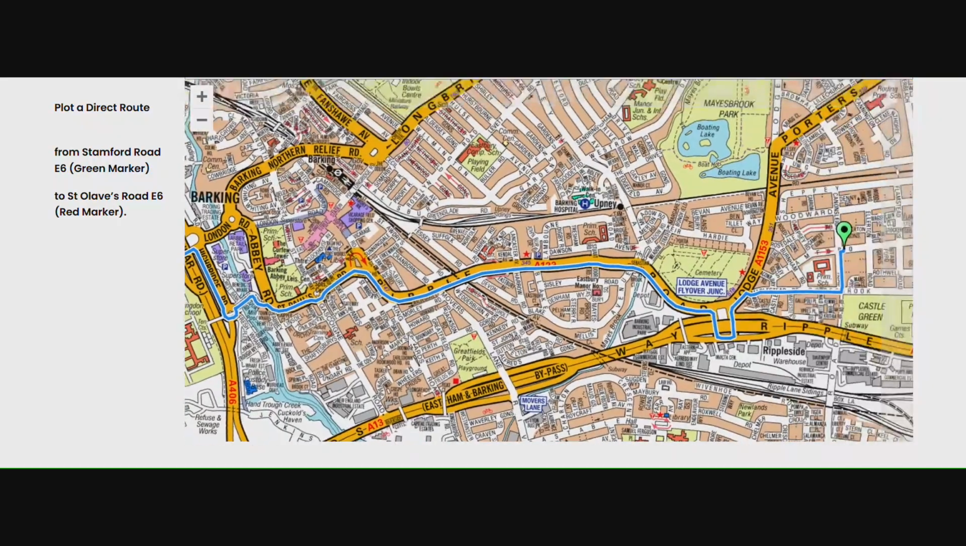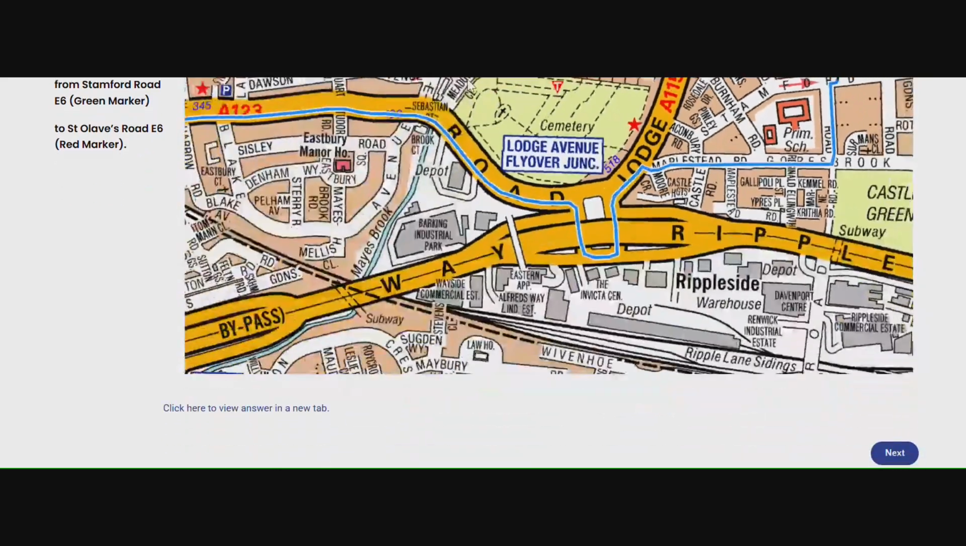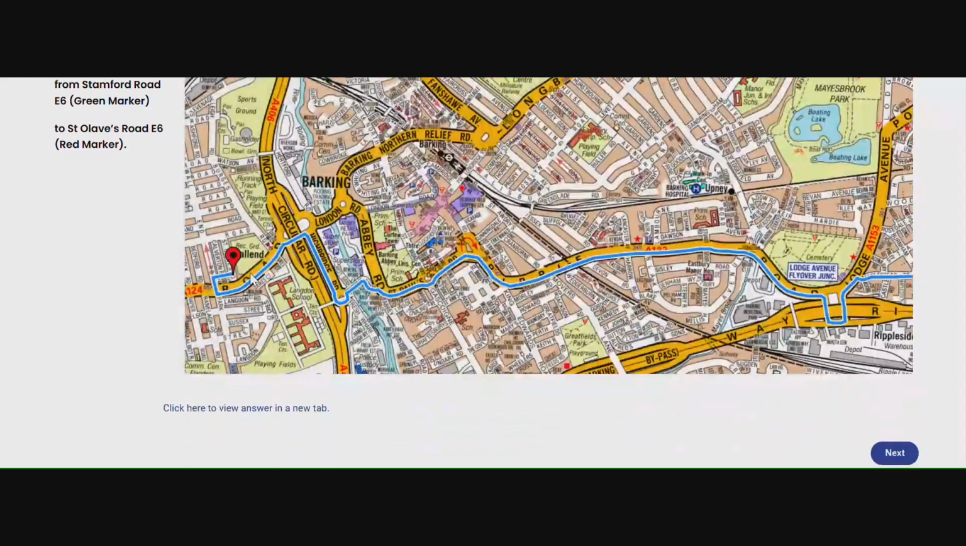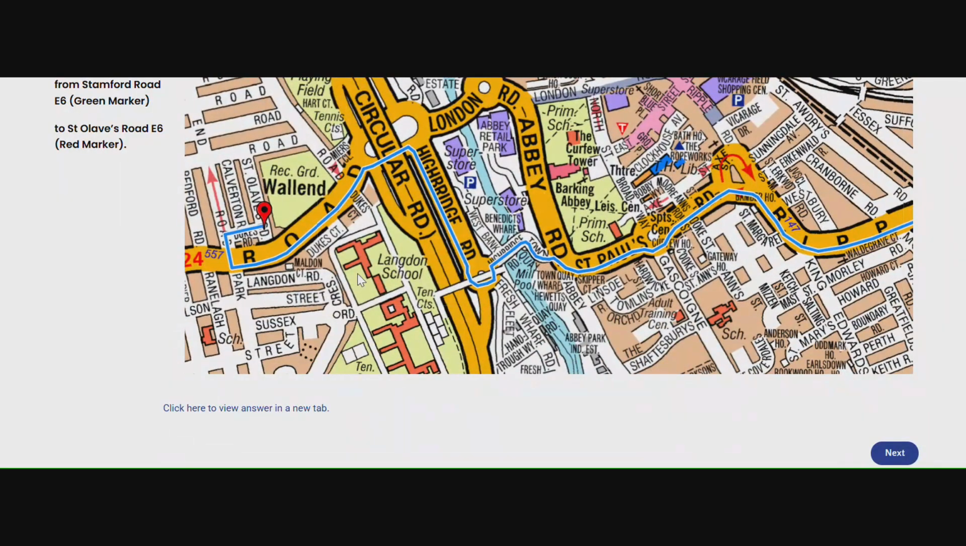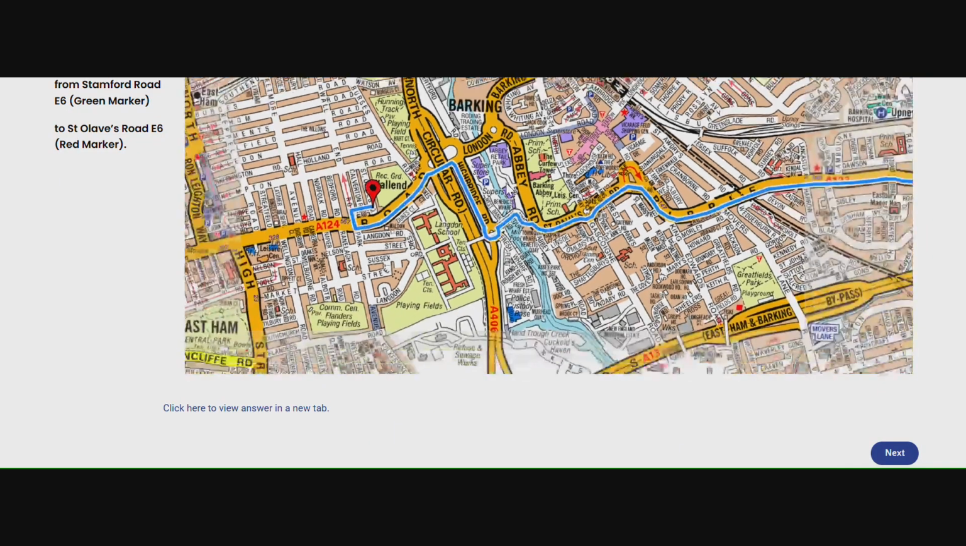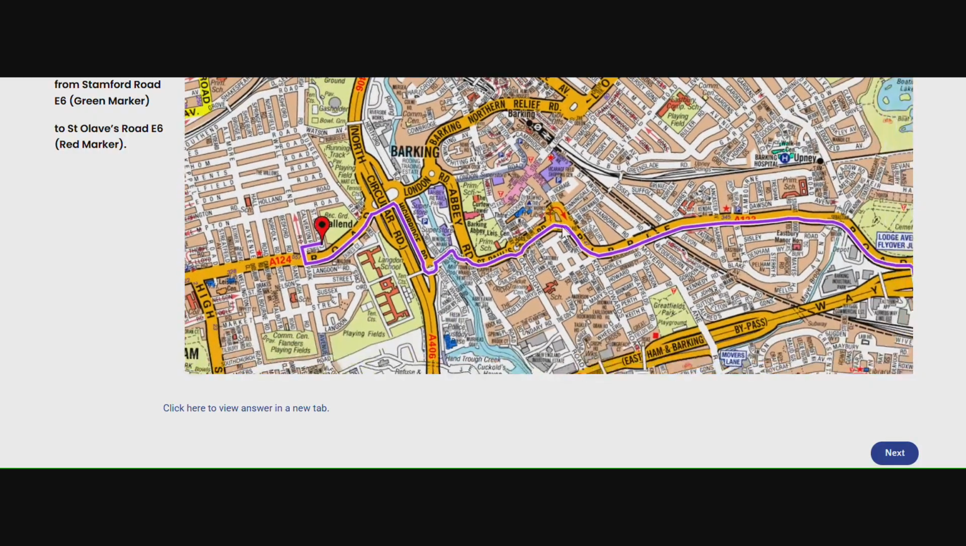So once completed, you should review your changes, and a few things to look for are that your green marker and your red marker are connected. You have not touched boundary lines anywhere. You have kept left on two-way roads and also followed all the topographical route rules. Once completed and you're happy with the work you have done, don't forget to press the stop drawing button.